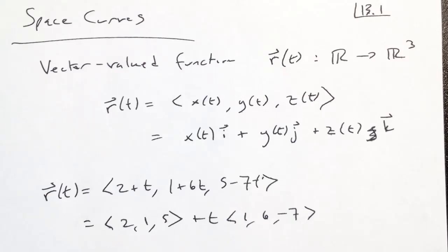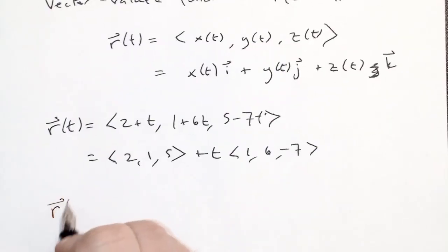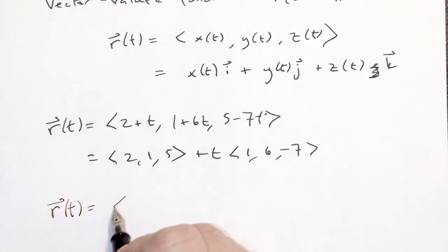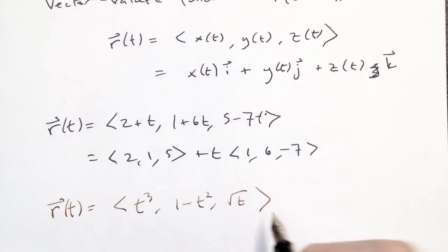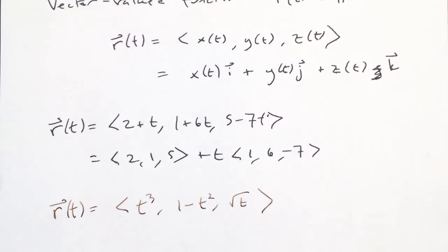But as we saw in one of the homework questions from 12.4, where we had vectors that were in terms of t, we don't have to use simple, straightforward functions. I can use any function. Here's a different vector valued function. In the x direction, we go t cubed. In the y direction, we go 1 minus t squared. In the z direction, we go square root of t.